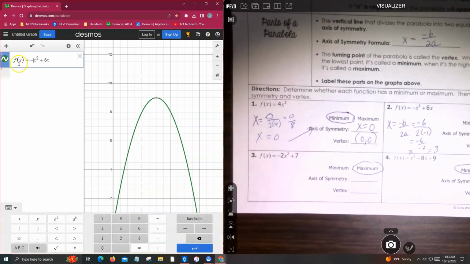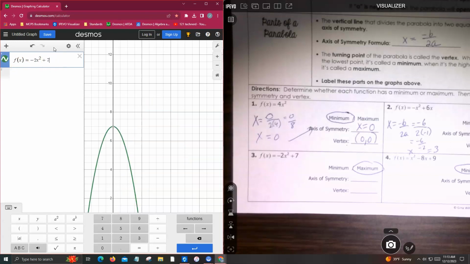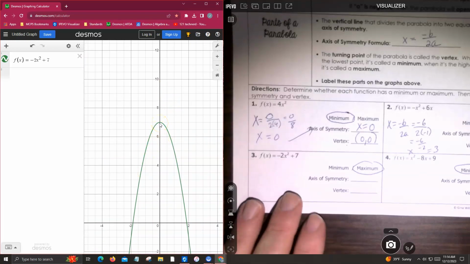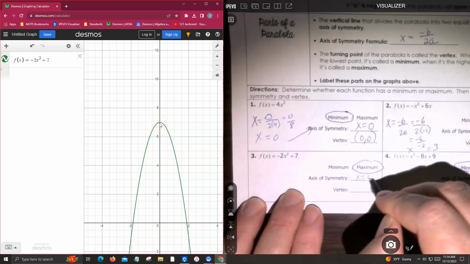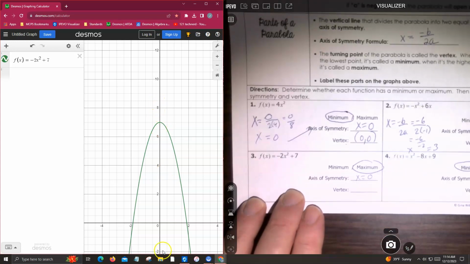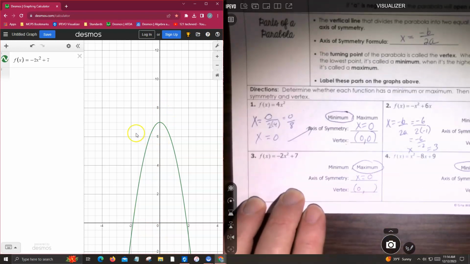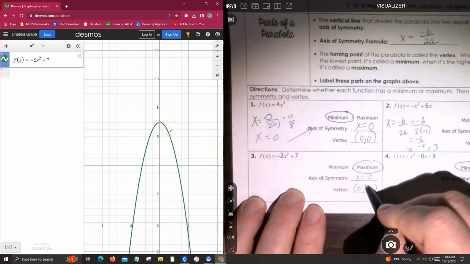So that's a 2, and this is a 7. All right, so now it looks like I'm back on the y-axis, which makes it quite easy. So the axis of symmetry, again, is x equals 0, because it's right down on the y-axis. And the vertex, again, since I know this is 0, I know this is also 0. And then all I have to do is hover over this and get, let's see what it says, 7. And I'm done.